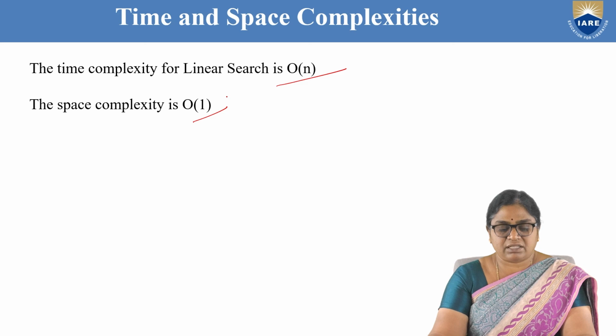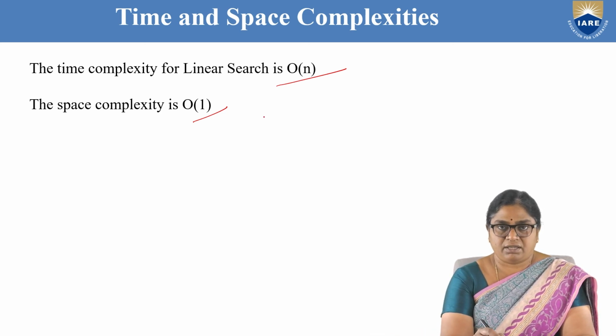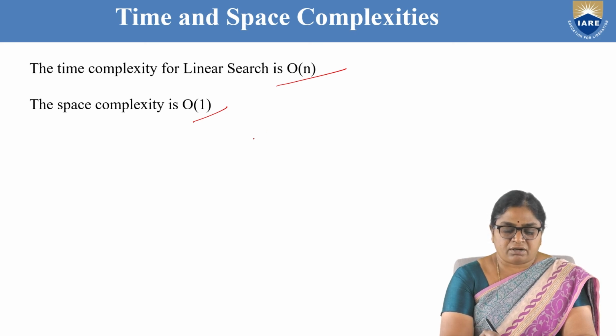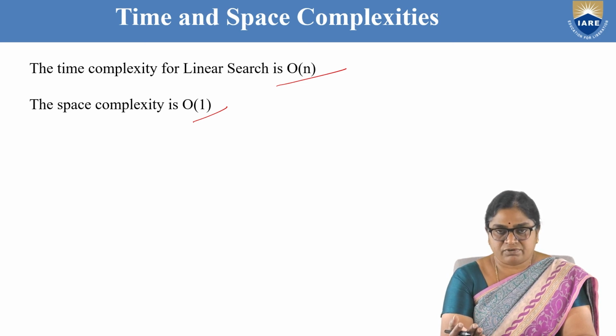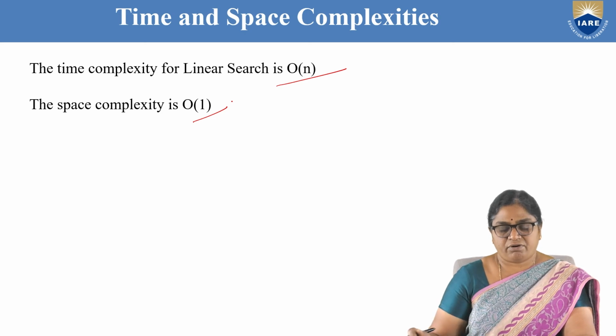Space complexity is nothing but the space used for storing extra variables. Here we are going to use the key, some count, some flag kind of things. If that key matches, we are going to display a successful search or else unsuccessful search. To hold that one, we use only one variable. So the space complexity here is order of 1.